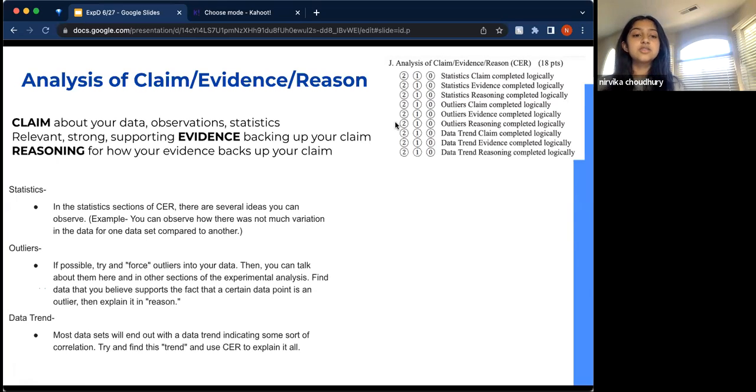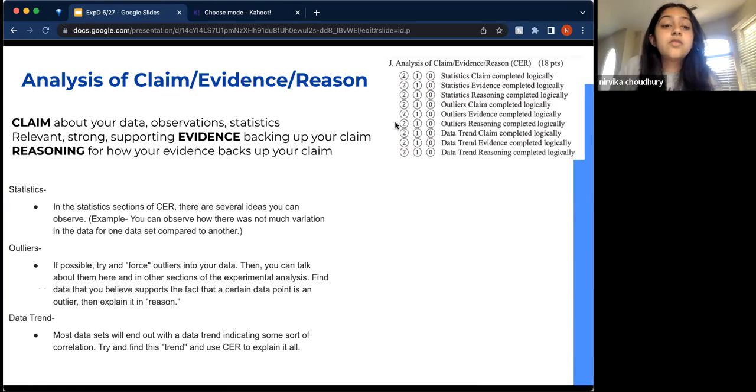Then for outliers, you can try and force outliers into your data if you don't have one. Then you can talk about them here in other sections of the experimental analysis. Find data that you believe supports the fact that a certain data point is an outlier, then explain it in the reasoning. And also, I'm pretty sure if you don't find any outliers, you can make a claim that there are no outliers and have evidence and reasoning to back that up.